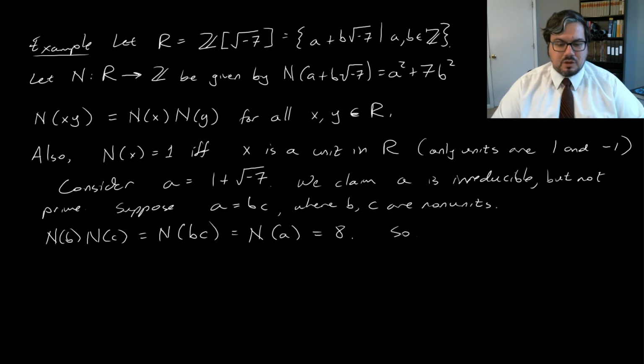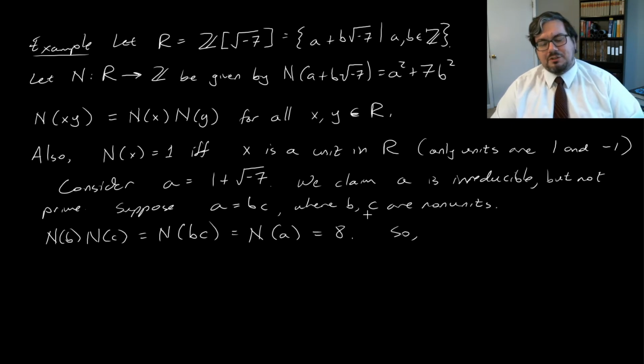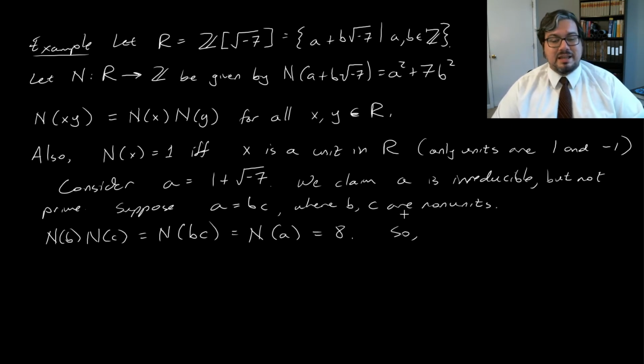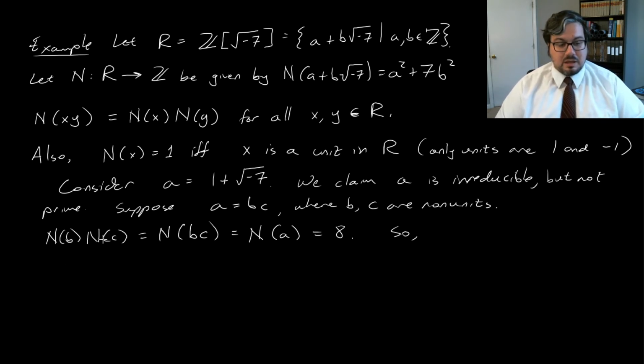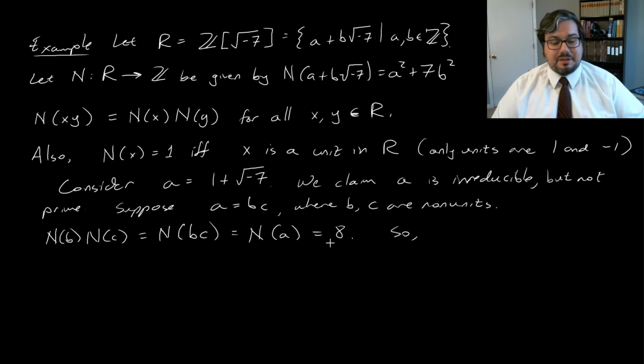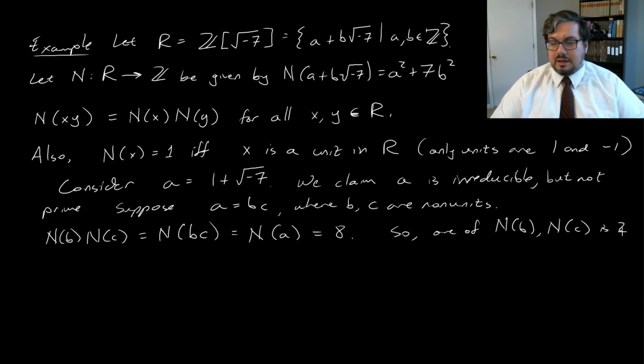So we must have that one of N of b and N of c must be 2, and one of them must be 4. We have assumed that b and c are non-units, and therefore neither of them can have a norm of 1. So we've got two numbers, neither of which is 1, that multiply to equal 8. Then it has to be the case that they are 2 and 4. So one of N of b and N of c is 2. But this is a contradiction.